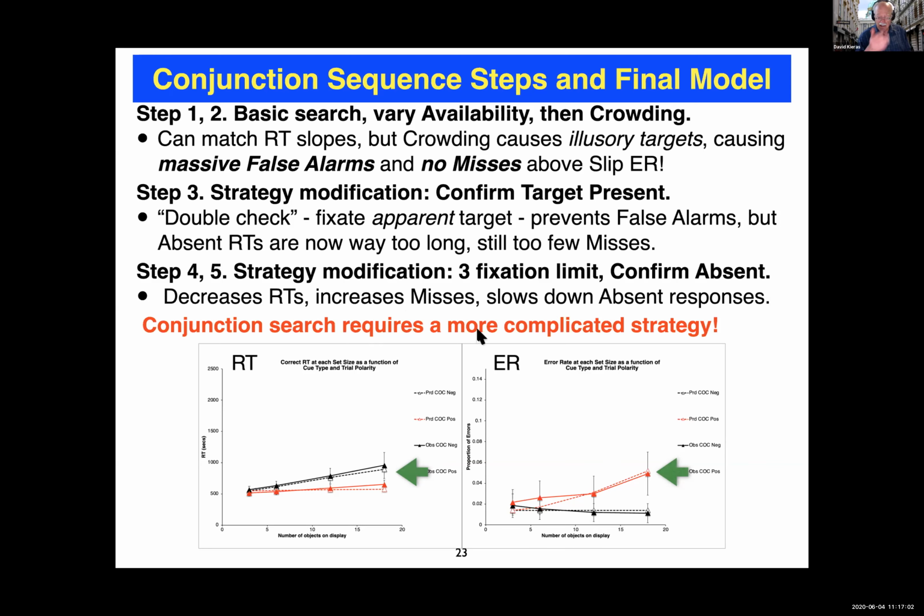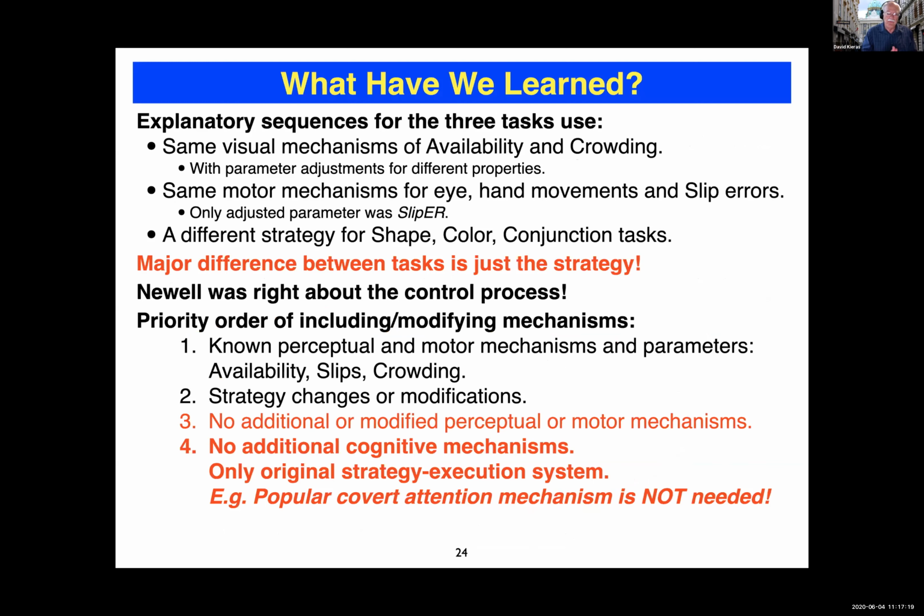The punchline here is that this conjunction task doesn't require anything exotic. It just means the strategy for accomplishing this task is more complicated because the stimuli basically are more affected by the perceptual issues. Okay, so what have we learned here? The explanatory sequence for all these tasks uses the same visual mechanisms of availability and crowding, same motor mechanism for eye, hand movements, and slip errors, and a different strategy for shape, color, and conjunction. So the major difference between the tasks is just the strategy. So Newell was really right about the control process. That, in fact, is kind of where all the action is.